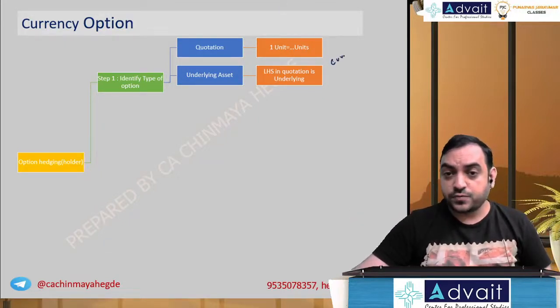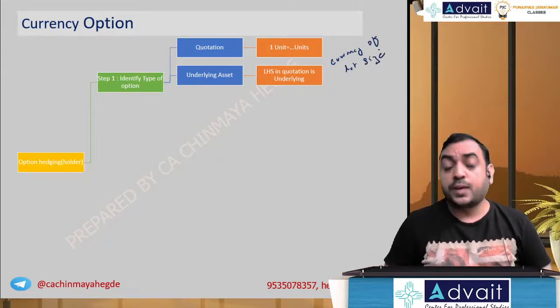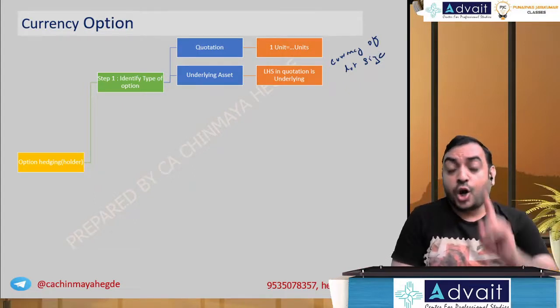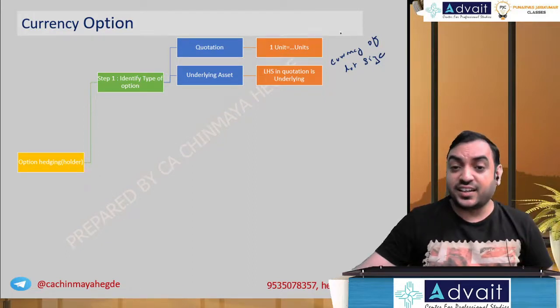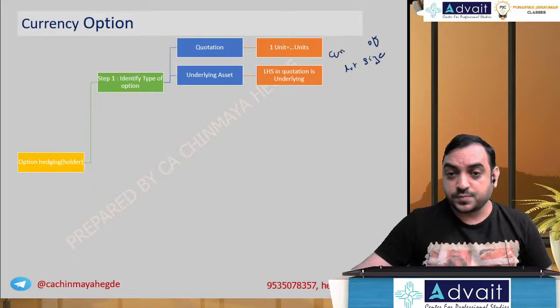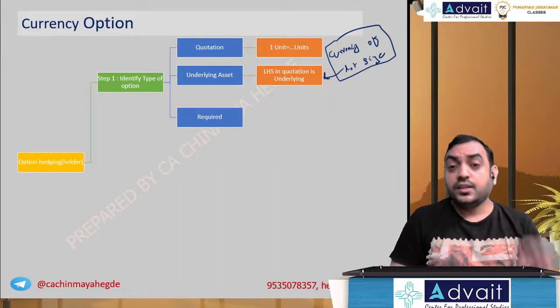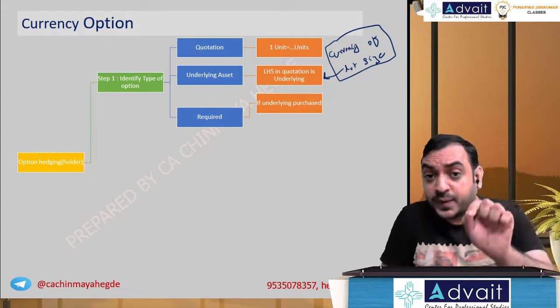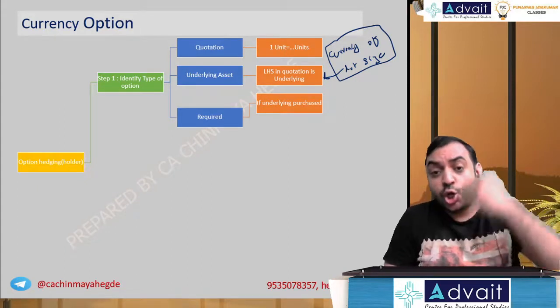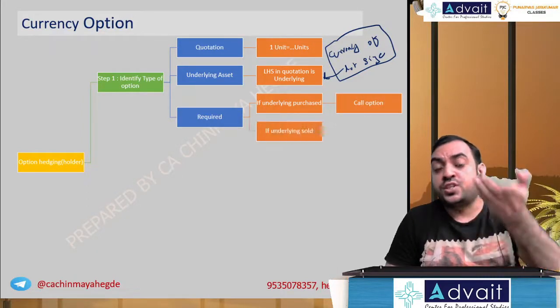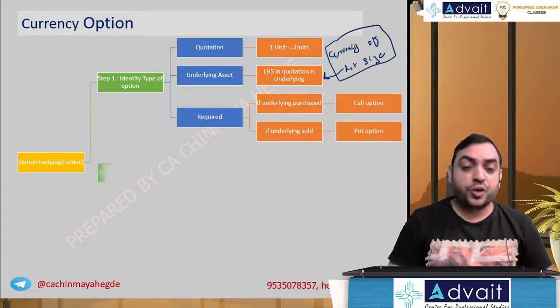The currency of lot size. For example, one lot, 1,000 pounds, pound is the underlying asset. One lot, 1 lakh rupees, rupees is the underlying asset. Currency of lot size is also, you can say, underlying asset. Then you see, with respect to underlying asset, am I purchasing or am I selling? If underlying asset is purchased, you go for call option. If underlying asset is to be sold, you go for put option.